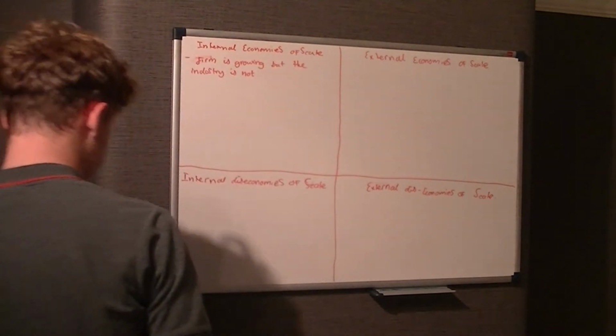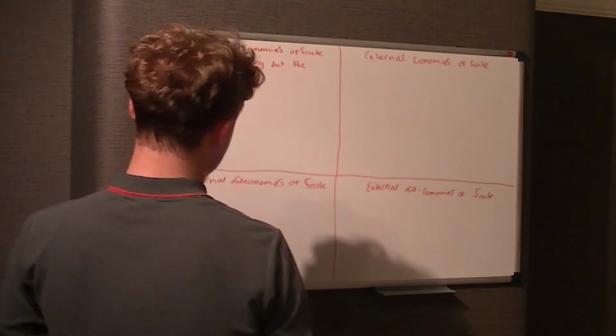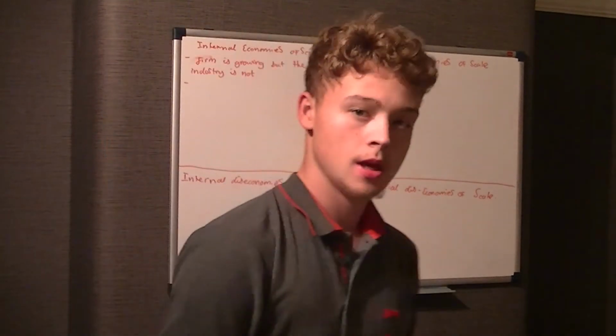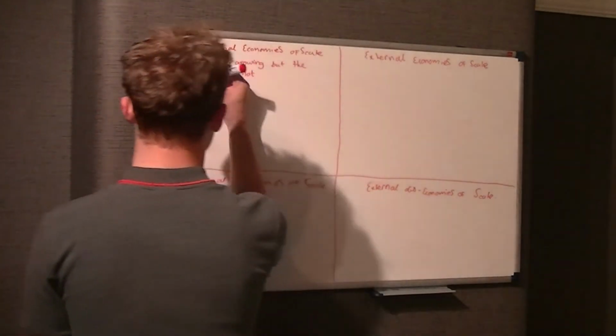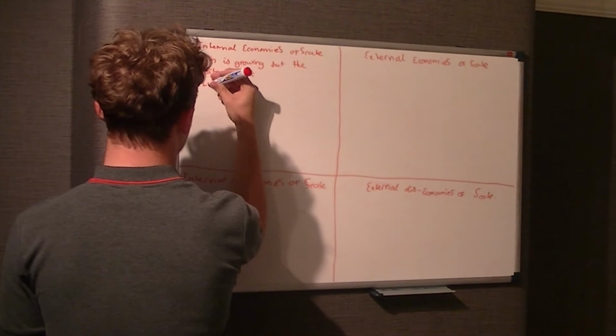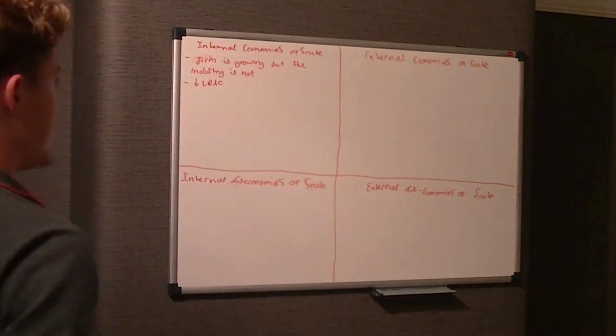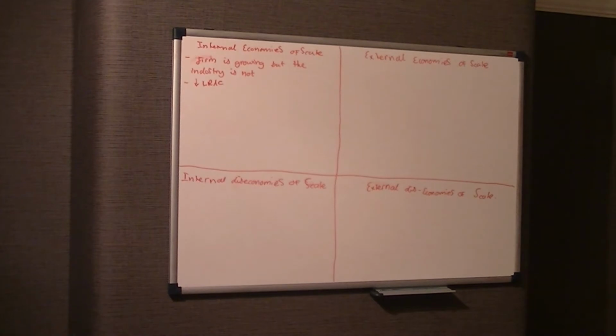Okay, so that's the internal bit sorted out. Now what's the economies of scale? Now we said economies of scale, we talked about the increase in return, but the main thing was the long run average costs are decreasing. So what does this mean in terms of internal economies of scale?